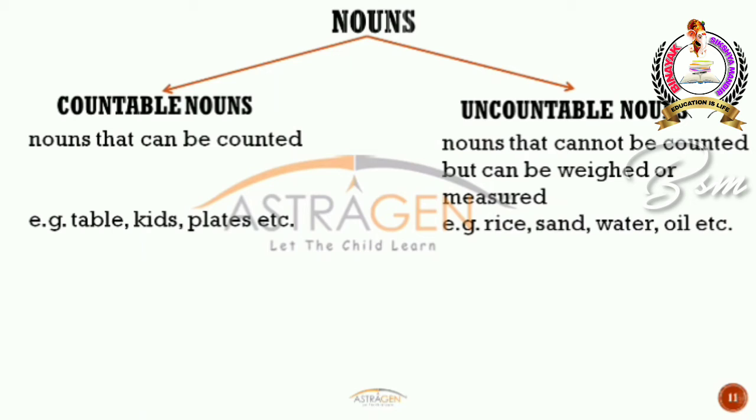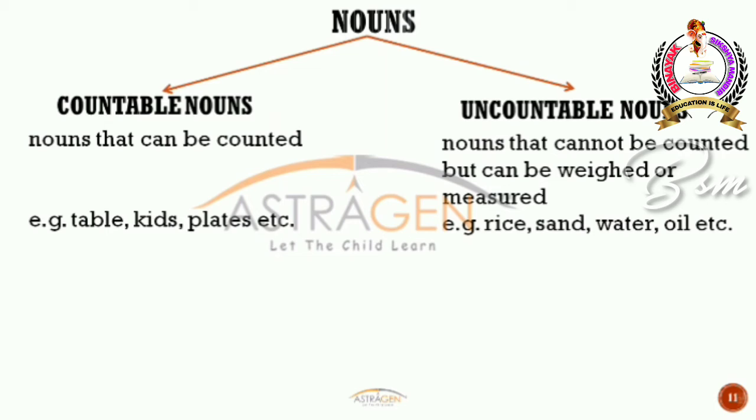Uncountable nouns are nothing but the nouns that cannot be counted but can be weighed or measured. For example, rice, sand, water, oil, and so on. So how do you buy rice? Have you ever counted rice? It is impossible, right? Because they are grains. So you cannot count the rice. You can only weigh the rice in kgs or in grams or in quintals, right? So that is how you actually buy the rice. So that is why rice is an uncountable noun.